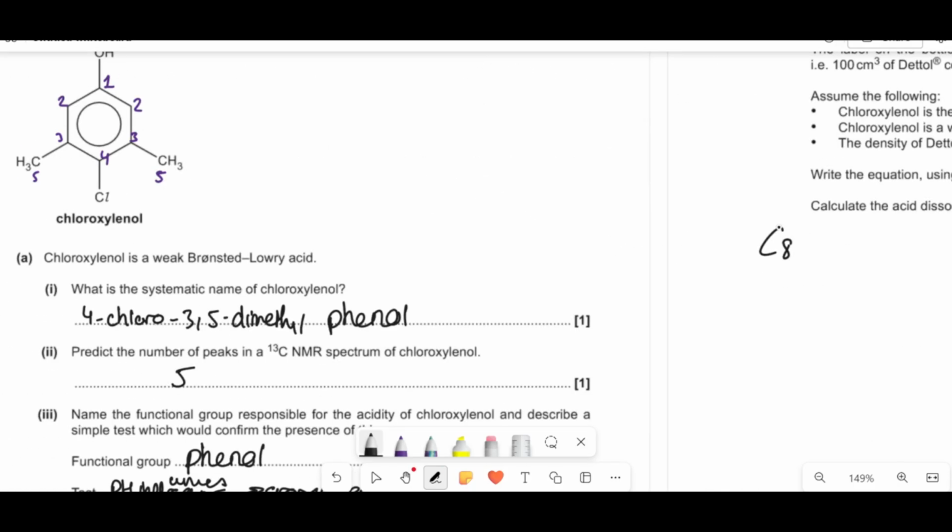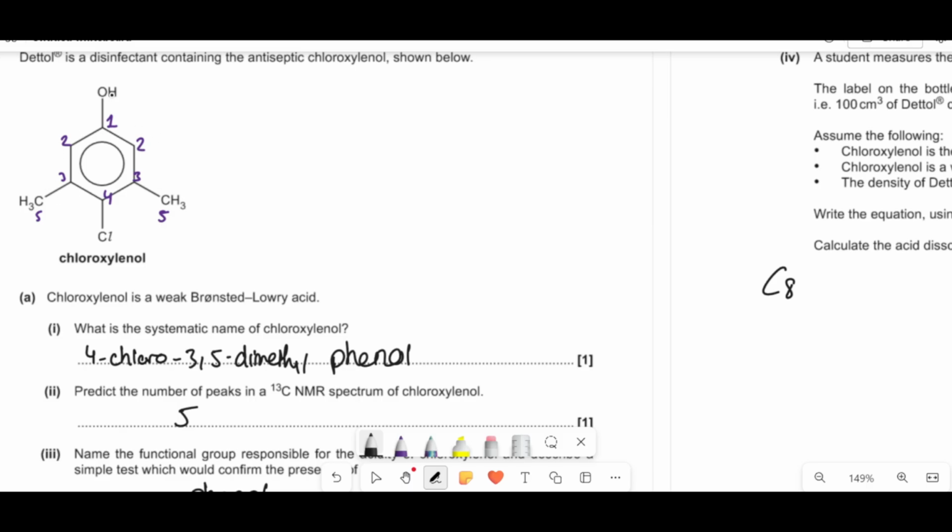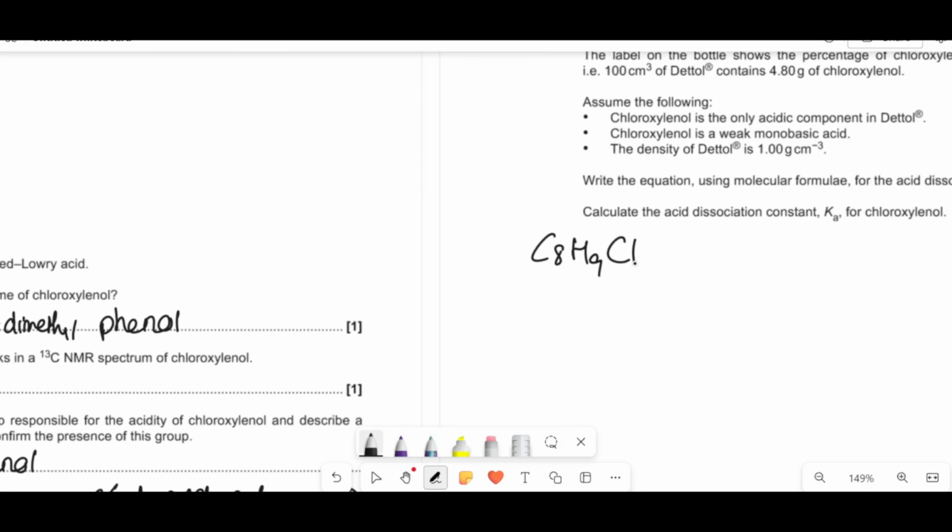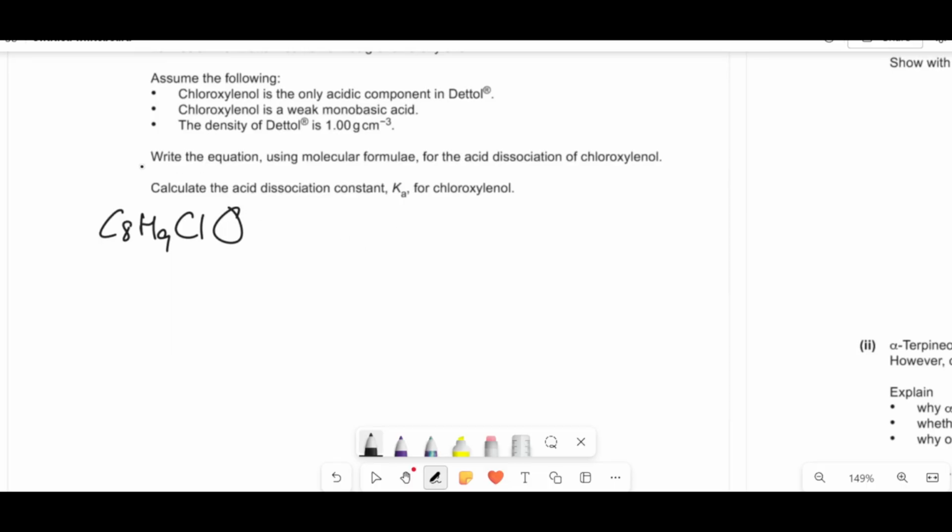So we've got C8, 1, 2, 3, 4, 5, 6, 7, 8, 9. So it's going to be C8H9ClO, right? And it's saying, first of all, write the equation, so let's do that bit first. The acid dissociation of that is going to lose an H+, because acids always lose an H+, so C8H8ClO- plus H+.